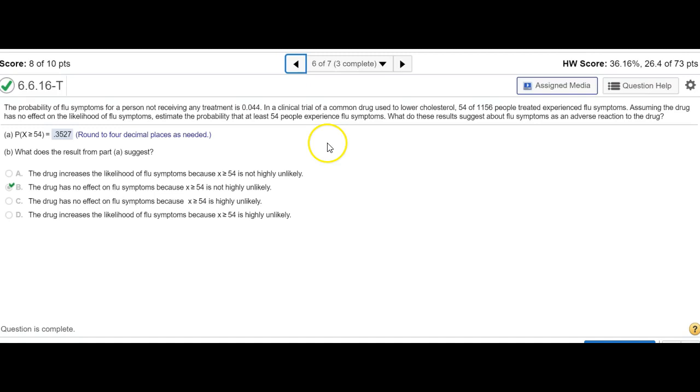If you recall in the book, something that is highly unlikely is less than 0.05. So the drug has no effect on the flu symptoms because the probability that 54 or more experience it is not highly unlikely there.